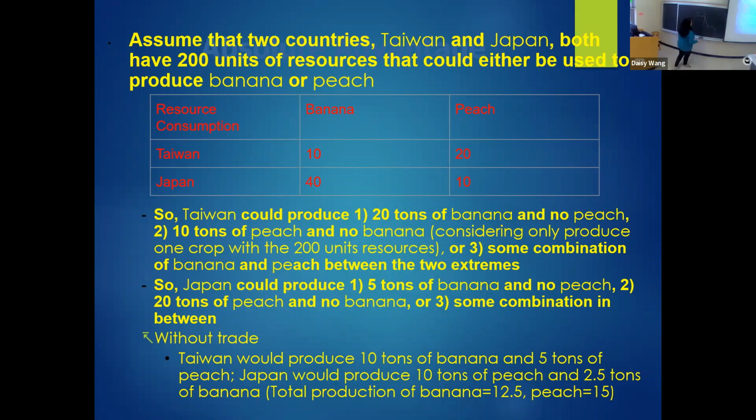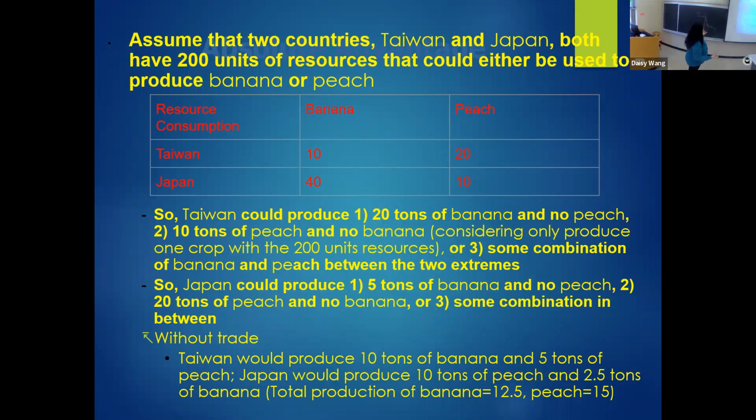So for Japan, on the other hand, 200 divided by 40 will be 5. So it will be here. This is banana. And then 200 divided by 10 will be 20. So it will be something like this. So this is Japan, and this is Taiwan.